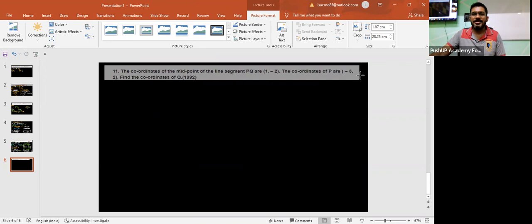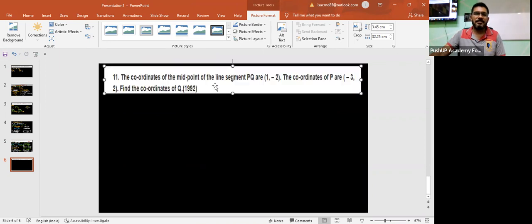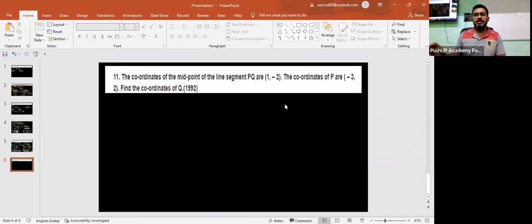Okay, next question, 11. The coordinates of the midpoint of the line segment is given. Coordinates of P is given. Find the coordinates of Q. Simple question.